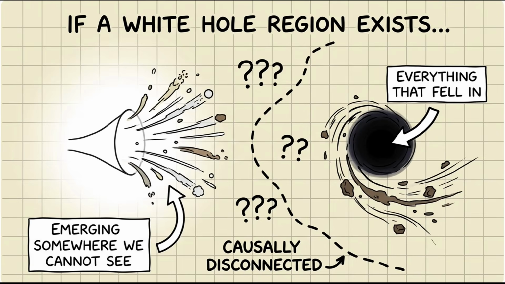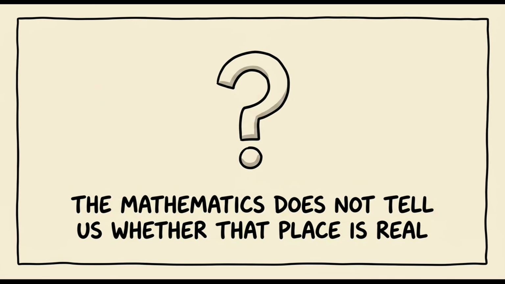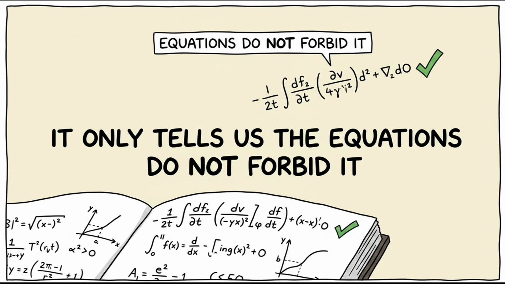If a white hole region exists and is causally disconnected from ours, everything that has ever fallen into a black hole may be emerging somewhere we cannot see, into a universe we cannot reach, in a time we do not share. The mathematics does not tell us whether that place is real. It only tells us the equations do not forbid it.